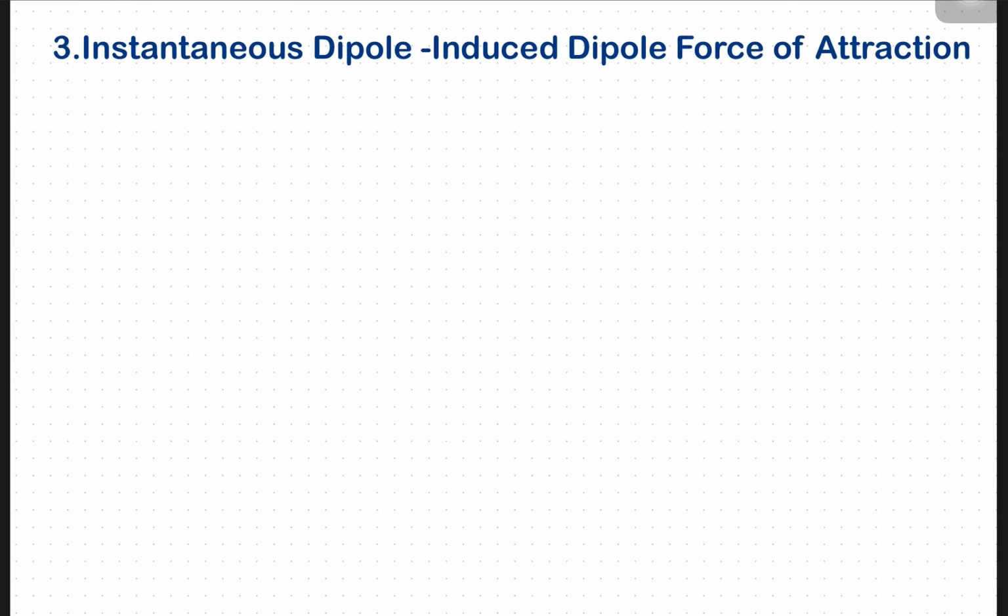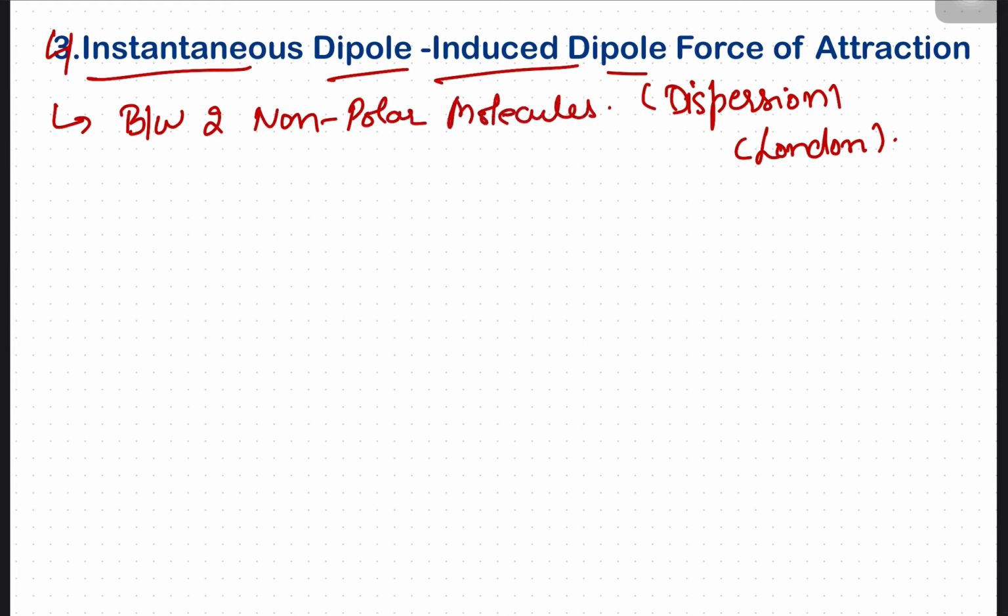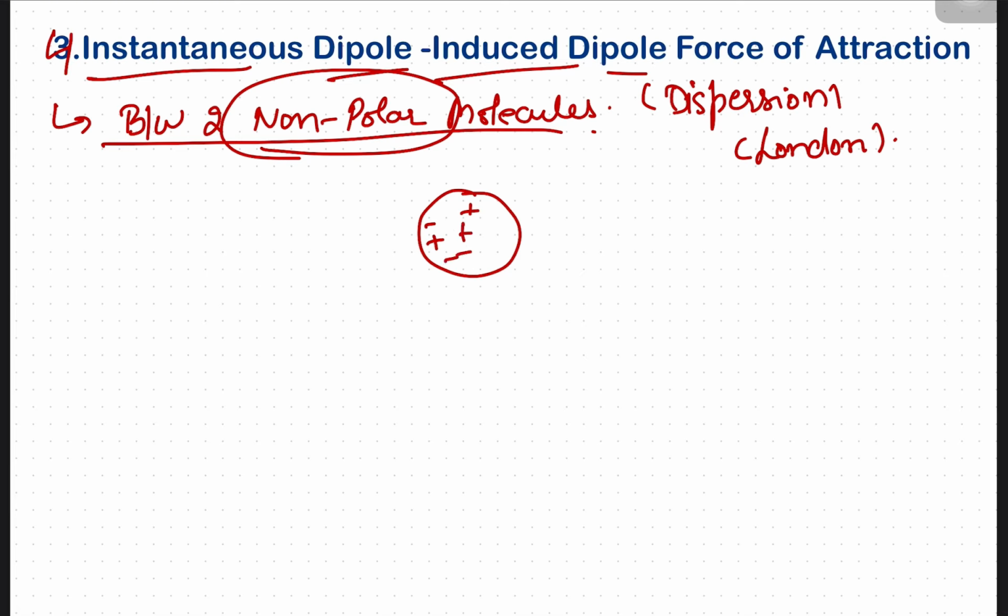Now the last type, which is very important, is instantaneous dipole-induced dipole forces of attraction. It is also known as dispersion forces and also as London forces of attraction. This basically exists between two non-polar molecules. I have told you that in a non-polar molecule there is no charge separation, so the charges are randomly distributed.